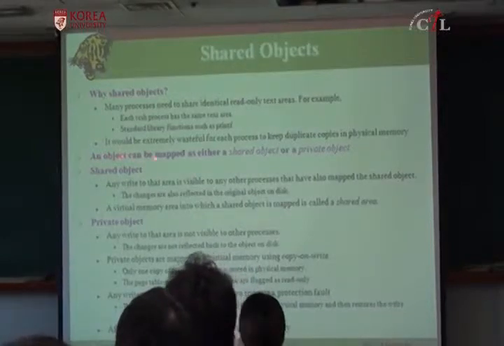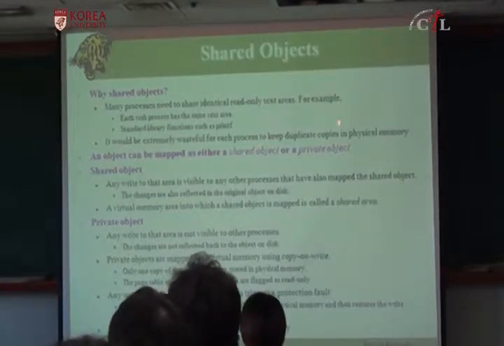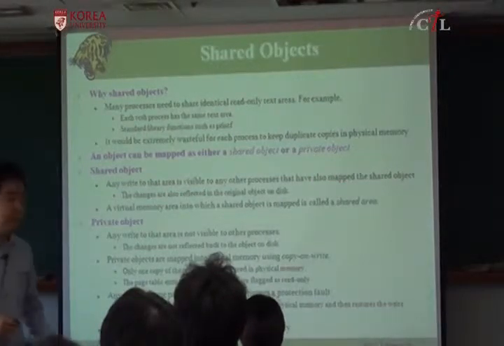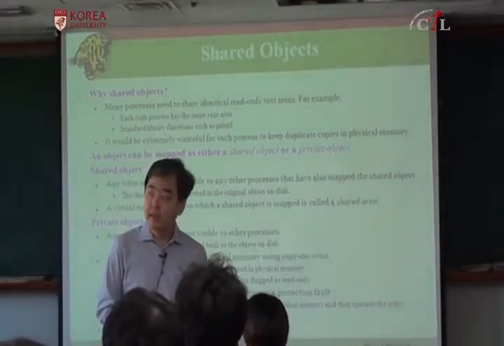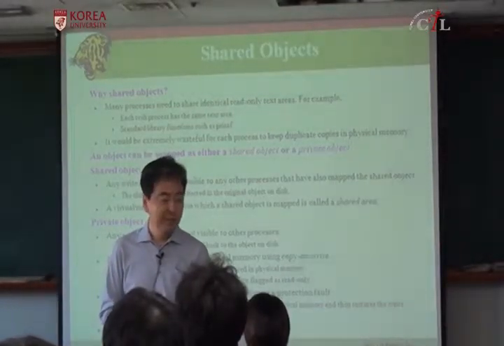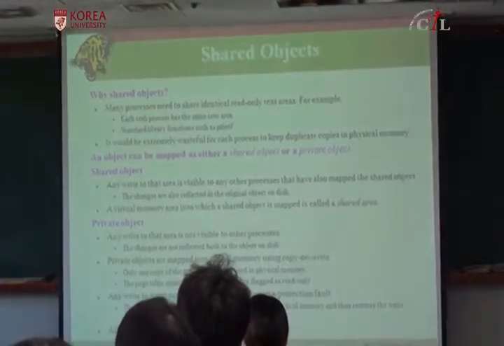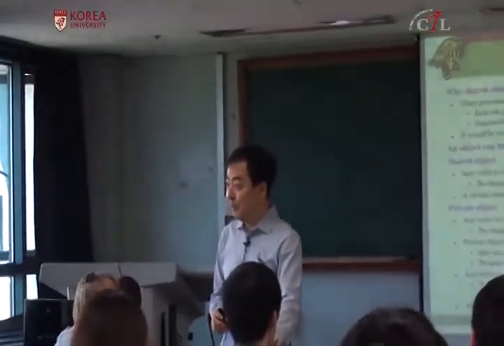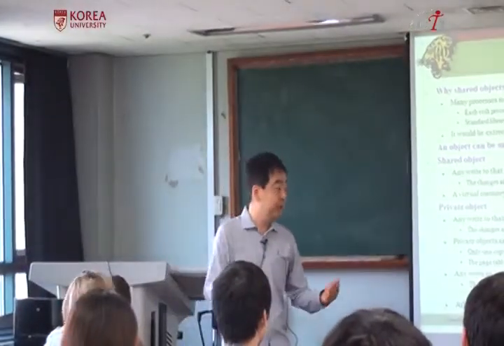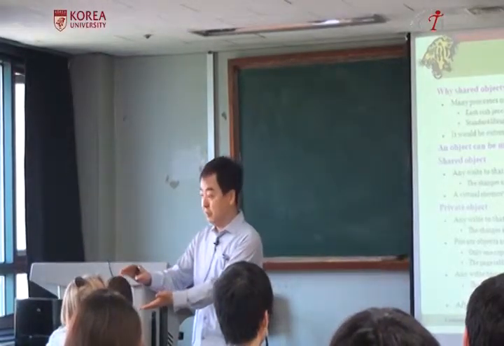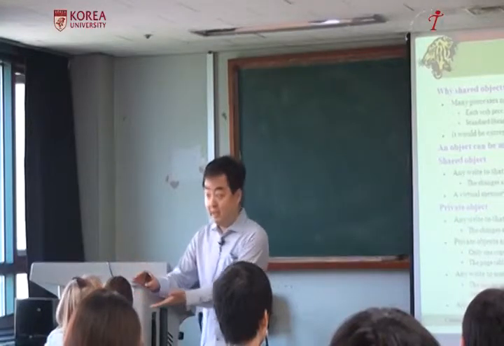So an object can be mapped as either a shared object or a private object. Shared object means any write to that area is visible to any other process that has also mapped the shared object. Okay, so if you have process 1, Internet Explorer, and process 2, PowerPoint, both of them have printf, here's printf, okay, you can share this object, you can map this object into your virtual address space in some area, okay, and it's shared.